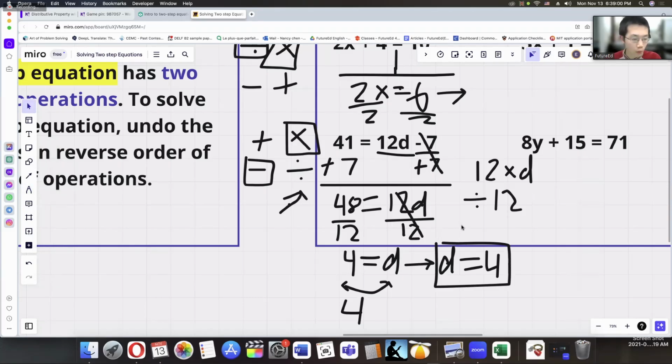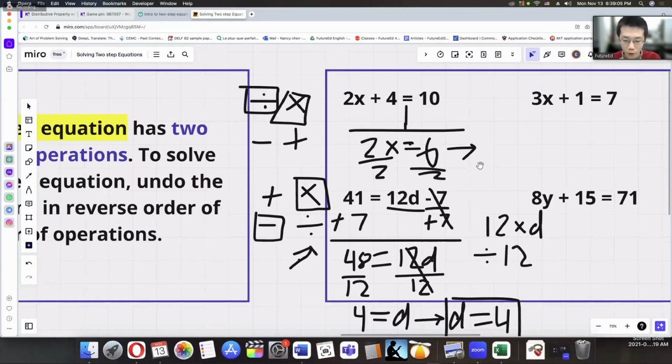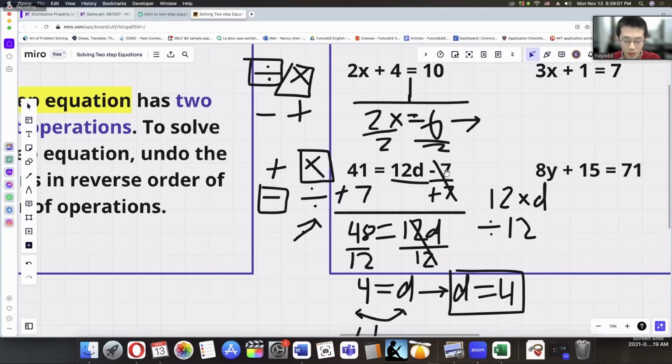So Nicole, before I let you leave, I know I've kept you a bit long. Can you check for me that 41 equals 12d minus 7? Can you check that 4 is the correct answer to solving this equation?